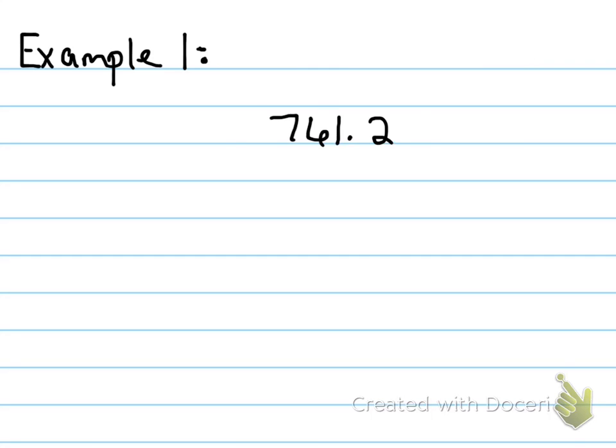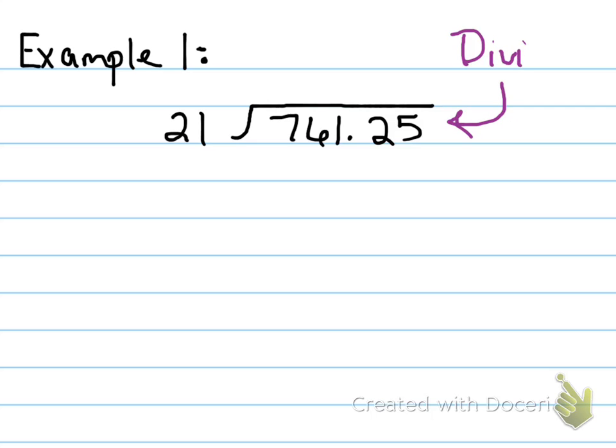Now, in example 1, we're going to learn a little bit of terminology. The first thing you need to know is that the number on the inside of the division sign is what we will always call the dividend. So we would say this: 761.25 divided by 21. 21 we call the divisor. Now, there's a couple ways that you can do long division.